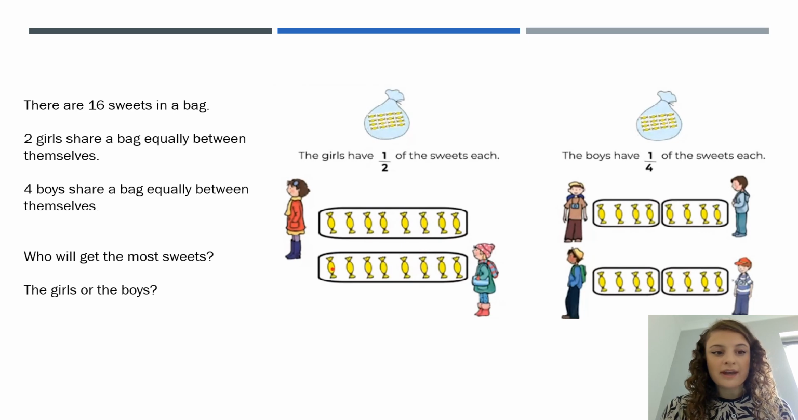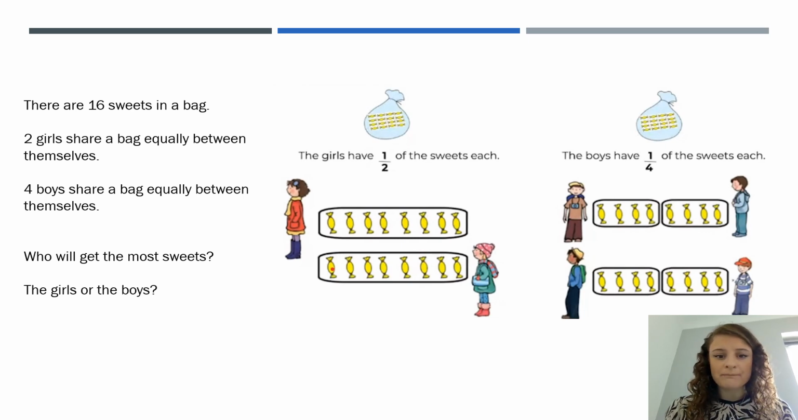Okay, the next part of the video is looking at this word problem. There are 16 sweets in a bag. 2 girls share a bag equally between themselves, so we know they're sharing them between 2. 4 boys share a bag equally between themselves, so we know that they are sharing out 16 between 4 different people. We need to work out who is going to get the most sweets. Are the girls going to get the most sweets or the boys going to get the most sweets?